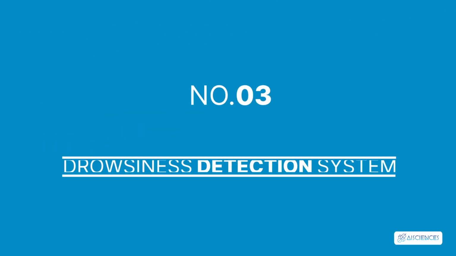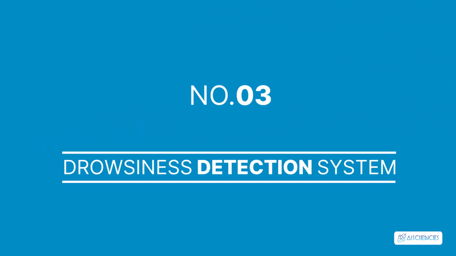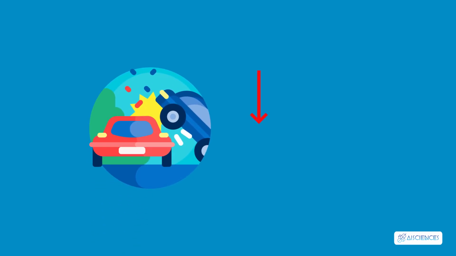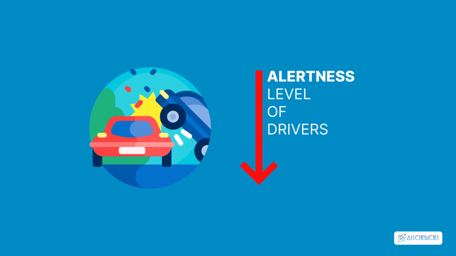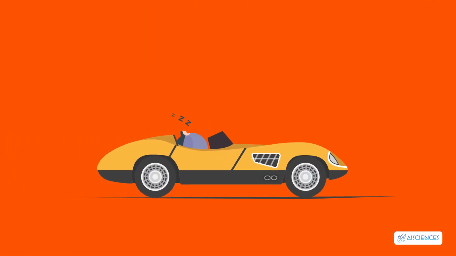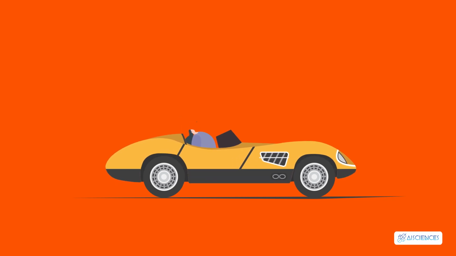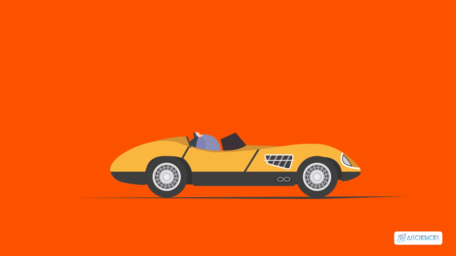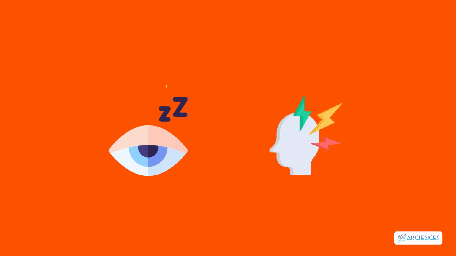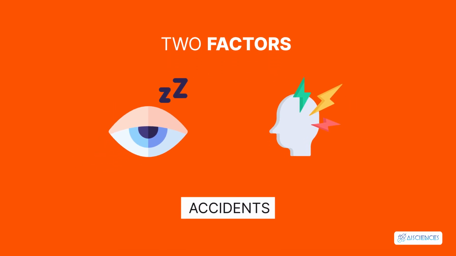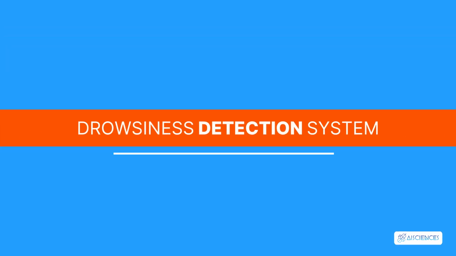Number 3. Drowsiness detection system. The main reason for road accidents is the drop in alertness level of drivers. During long journeys, it's natural for drivers to doze off or micro-sleep when behind the steering wheel. Lack of sleep and stress are 2 factors that can cause drowsiness while driving, resulting in accidents. A drowsiness detection system prevents and reduces such accidents.